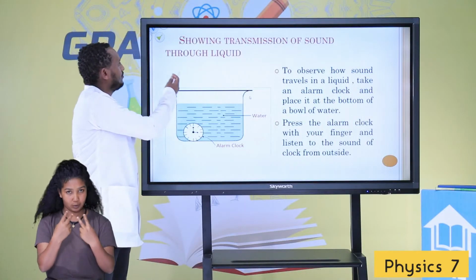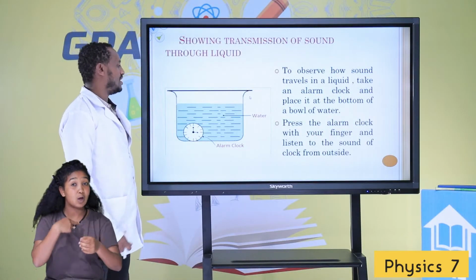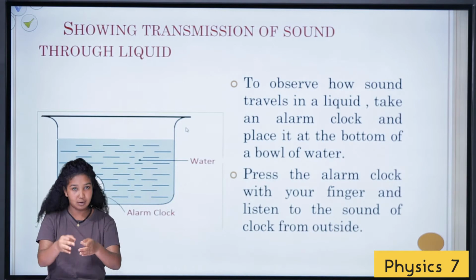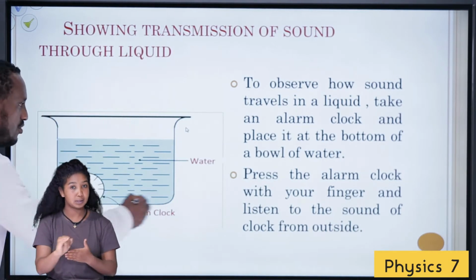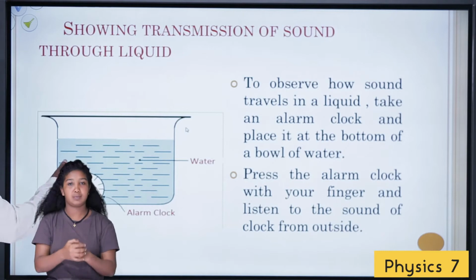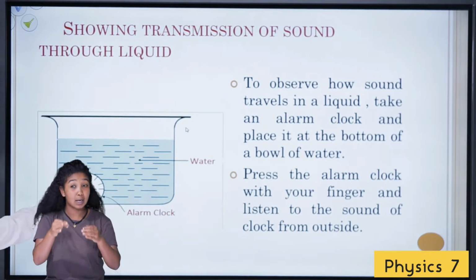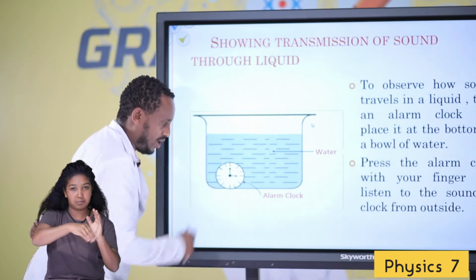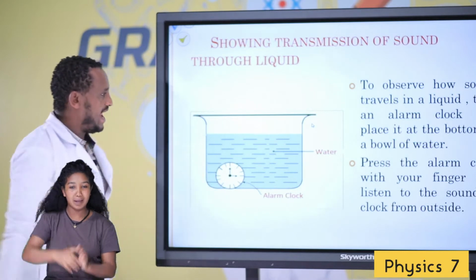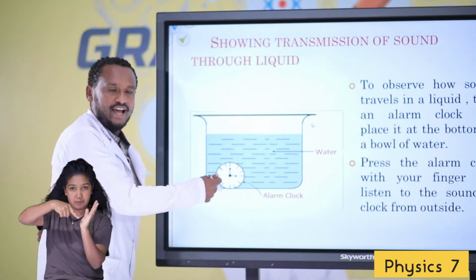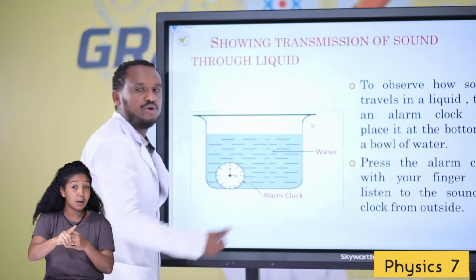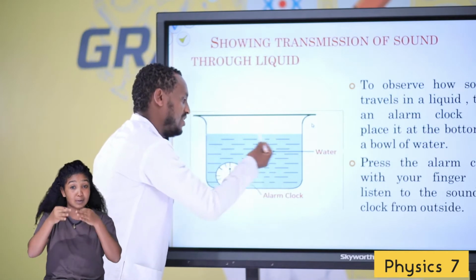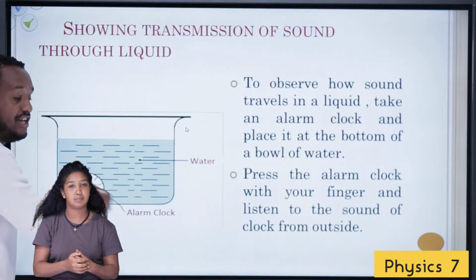Now look, showing transmission of sound through a liquid. As I mentioned before, sound can be transmitted in liquid. This one is a bowl of water. To observe sound travel in liquid, we put an alarm clock on the bottom of the water and press the alarm clock with your finger. Outside the bowl, you can hear the sound, because sound can be transmitted in liquid.